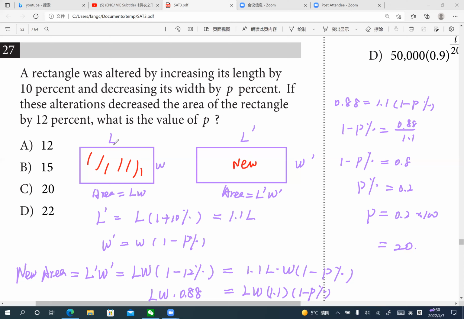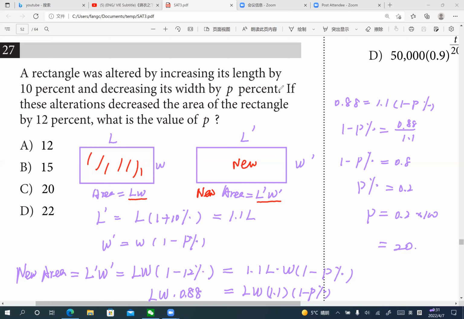I use L to represent the length of the original rectangle, and W to represent the width of the original rectangle. And I use L prime to represent the length of the new rectangle, and W prime to represent the width of the new rectangle. So the area of the original rectangle is L times W, and the new area of the rectangle is L prime W prime.